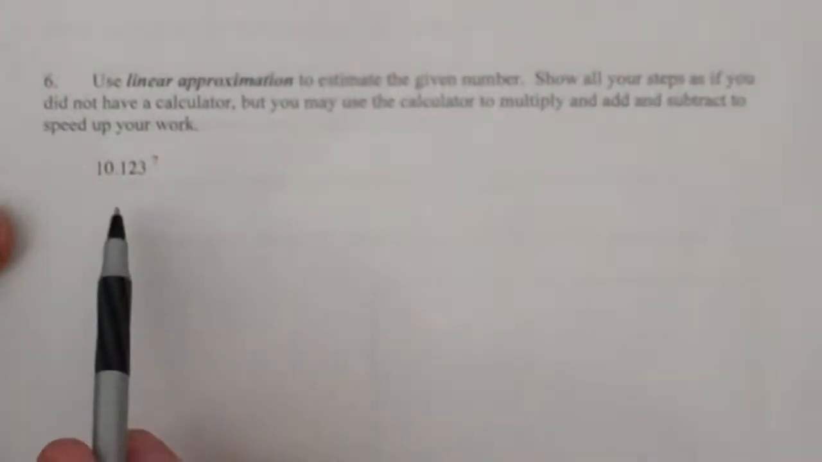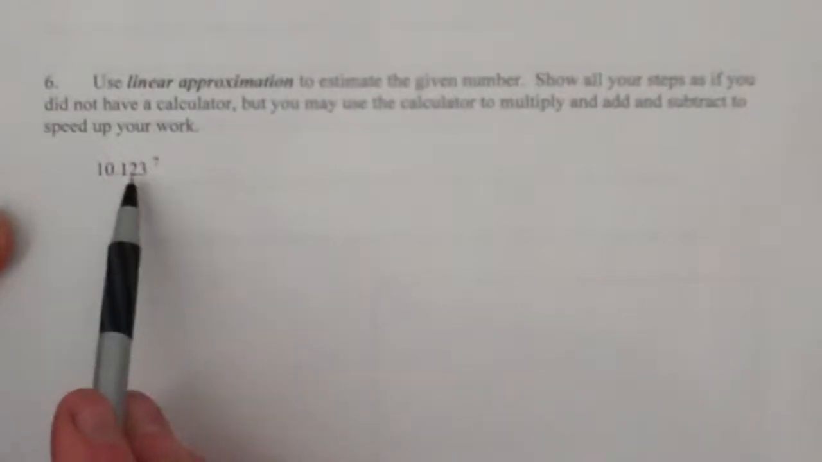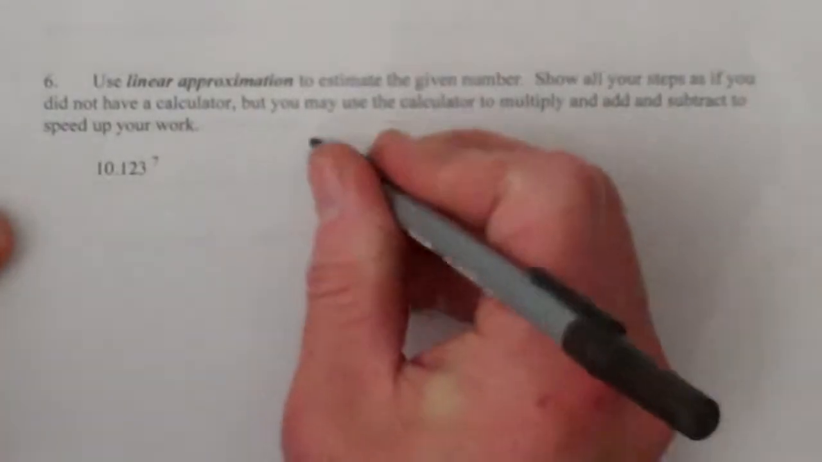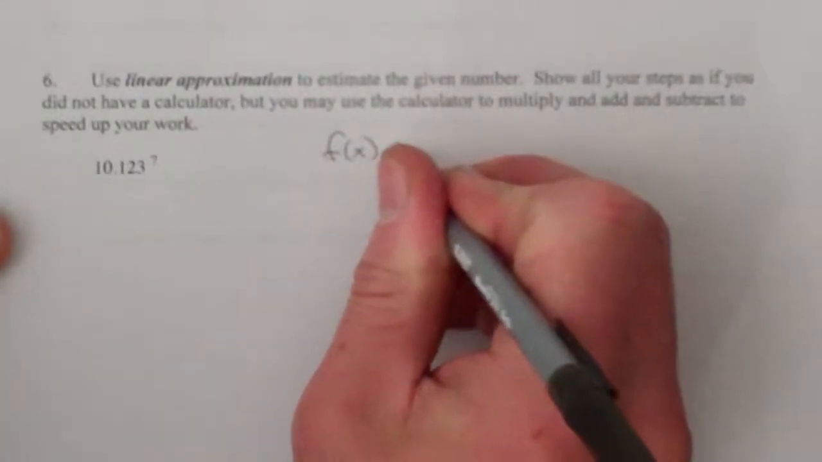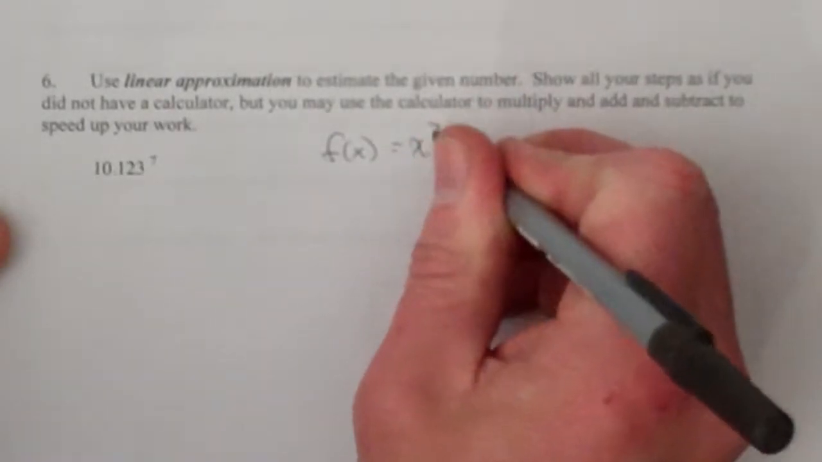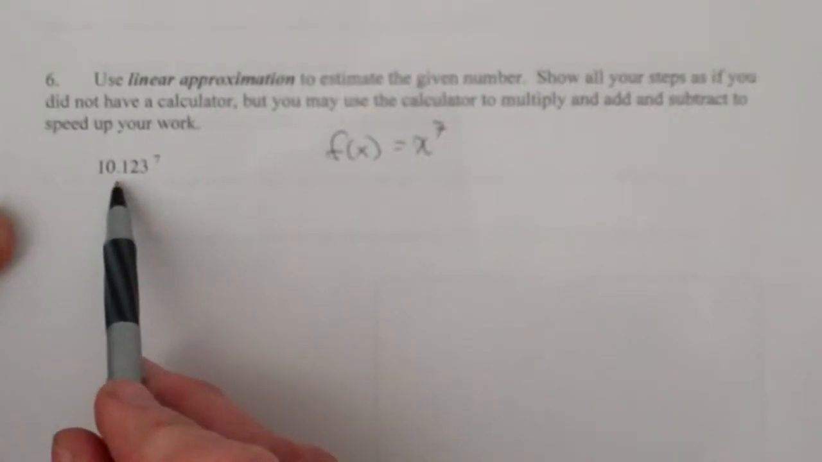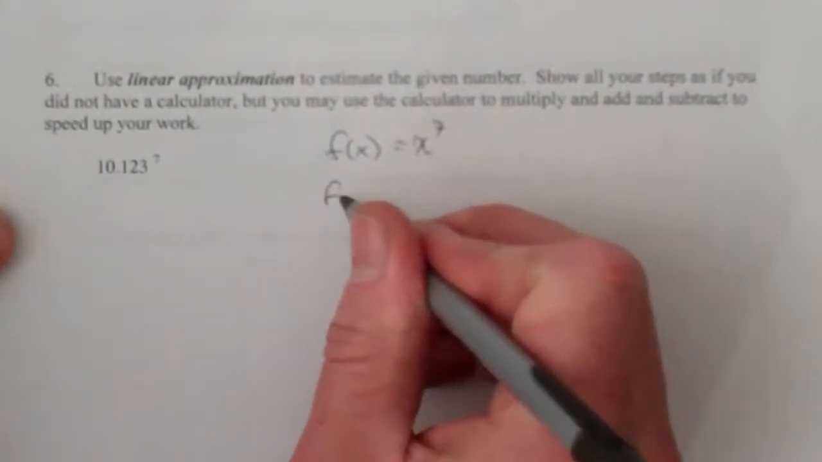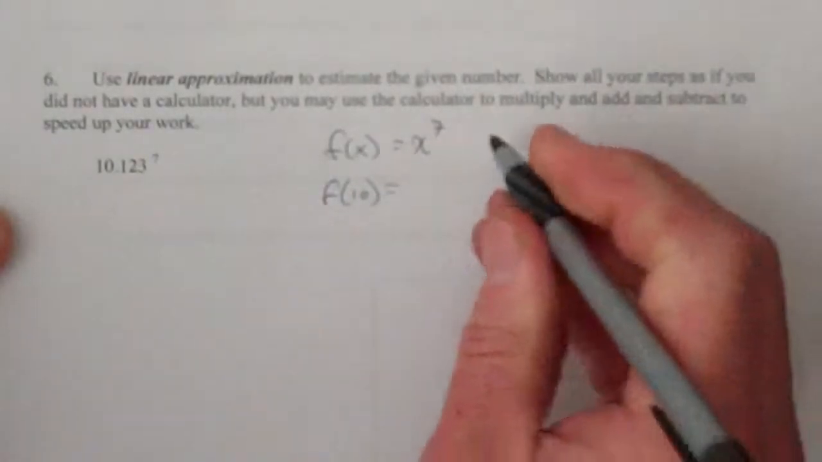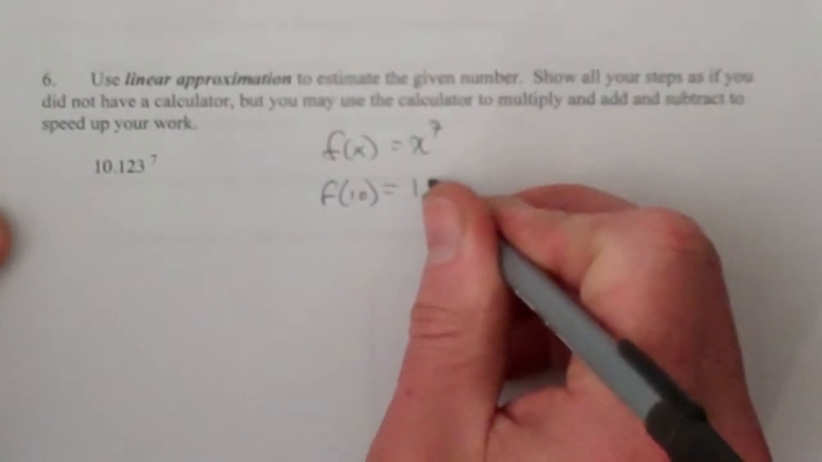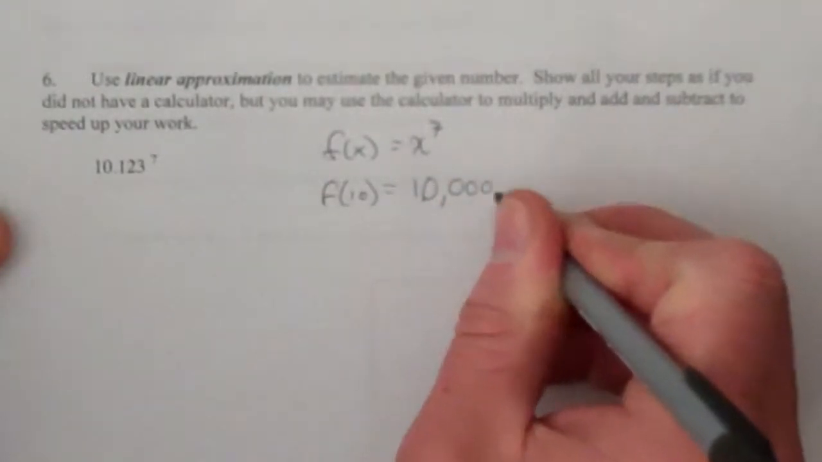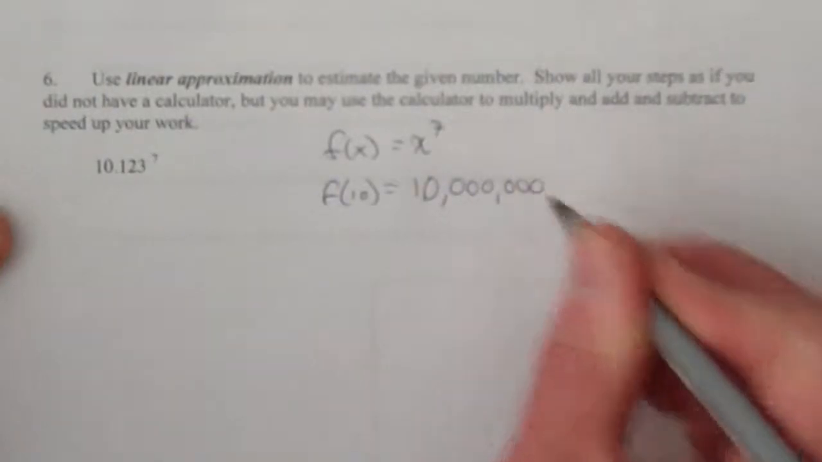Okay, this is that whole concept that we're going to model this with the function f of x equal to x to the 7th, and then rely upon the fact that we are good at multiplying 10 by itself a whole bunch of times. So we know that f of 10 is equal to a 1 with 7 zeros. So what is that? 10 million.